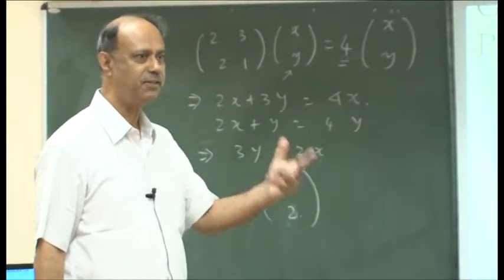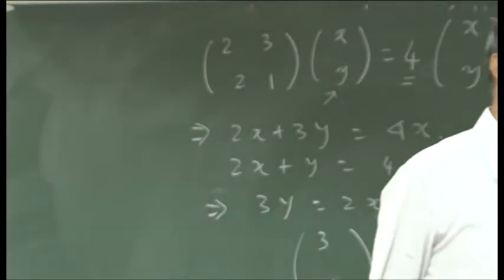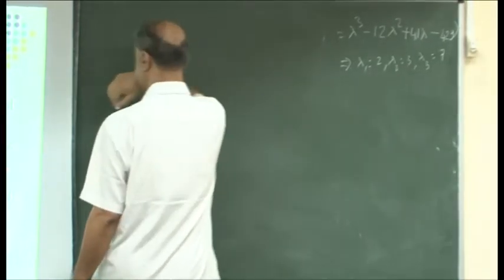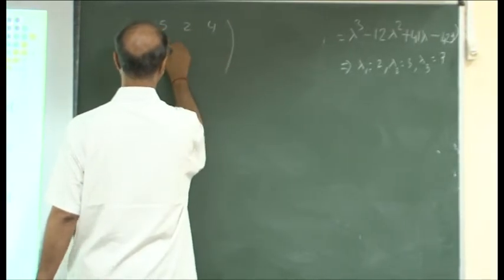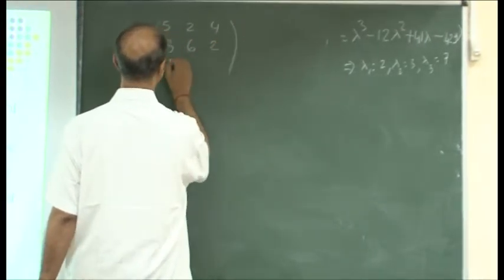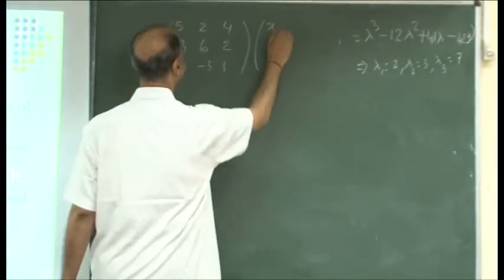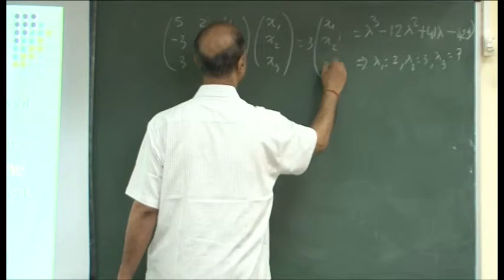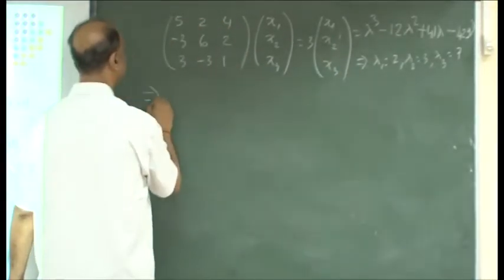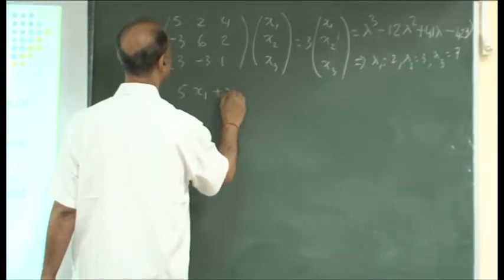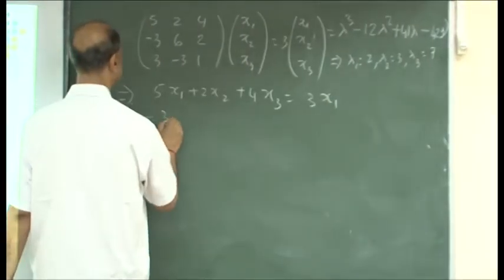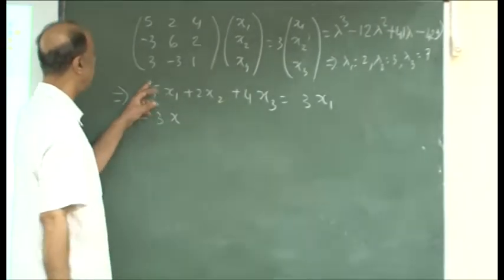Now what is the eigenvector? Find out one eigenvector. You take lambda 2 equals 3, and then you tell me the eigenvector. Five to 4. 6, 2. Was it 5 or 3? 5.